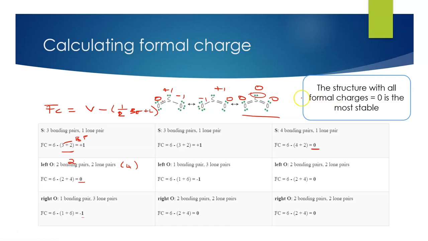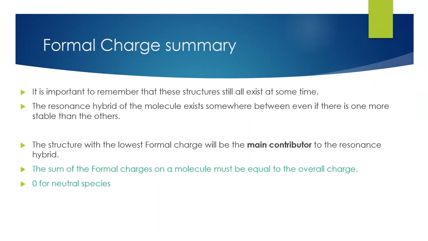So what we see here is that this will be the most stable structure. It has zeros, no formal charge on any atom. So these structures still exist all at the same time. What formal charge tells us is the one that we are likely to see most of the time. We call this the main contributor to the resonance structure or the resonance hybrid. Because the hybrid exists somewhere between each of these, there's one that's more stable than the other, so it will tend to spend more time in that form.